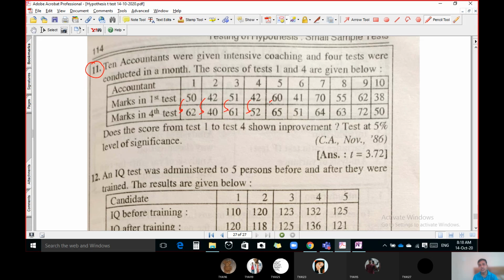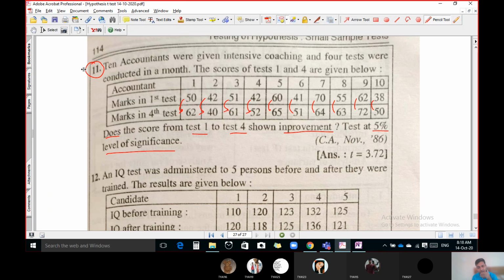Here it is increase. Here also increase. Here it is increase 5 marks. Here 10 marks. Here it decrease 6 marks. Here it's increase 8 marks. Increase, and here also increase. So now the question is, does the score from test 1 to test 4 show improvement? So from this we can say whether there is significant improvement or not, that we have to test at 5% level of significance.